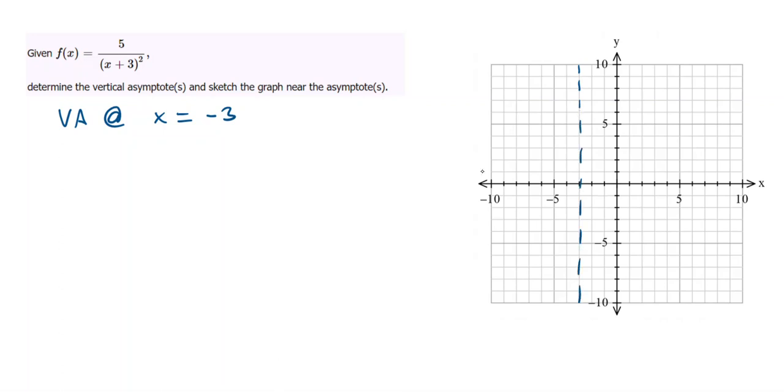Now what's left to figure out is what's happening on either side. Is it approaching infinity on the left side, or is it approaching negative infinity? And the same on the right side. So if we want to figure out what's happening there, we want to take the limit as x approaches -3, but from the left. So a little negative sign up in the top there, right? So I'll say the limit of the function, 5 over x plus 3 squared.